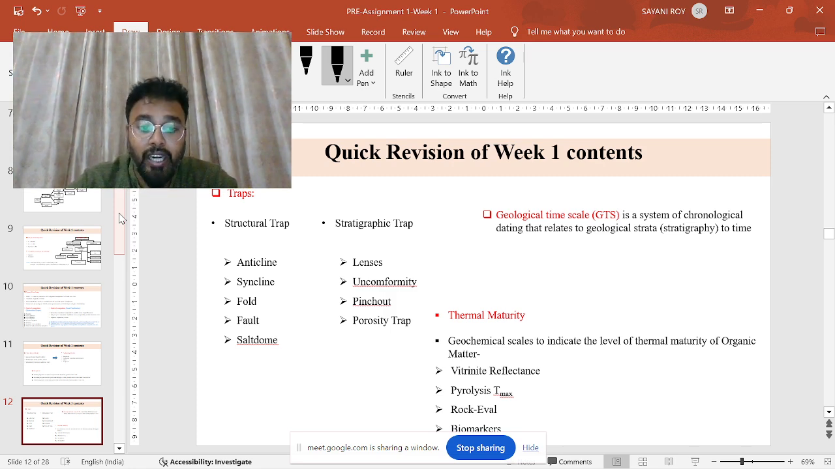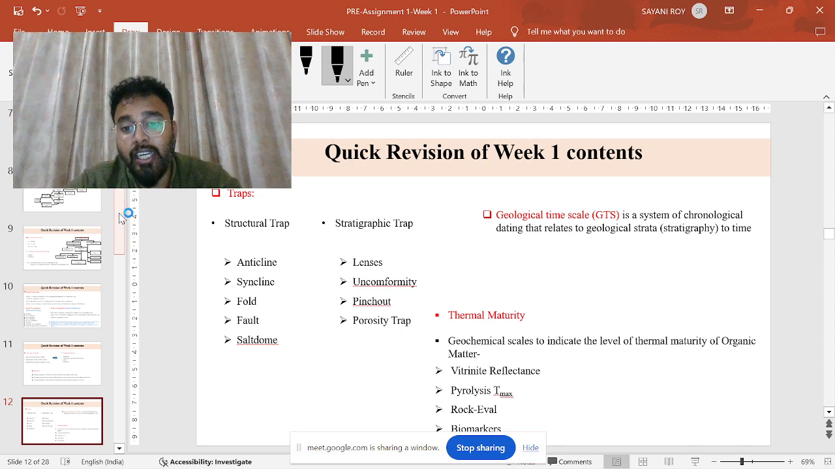So fold, fault, anticline, syncline, these are some of the structures that can be seen at the surface itself if you know how to identify them. So these are the places where there are the maximum chances of finding a reservoir, because these are the traps which block the path of the petroleum flowing underneath.